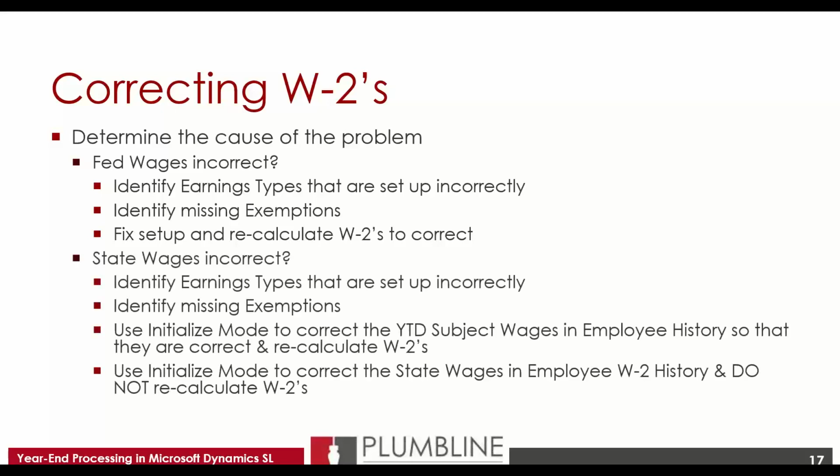Now, if your state wages are what appear to be incorrect, again, we're also going to look at the earnings types, make sure those are set up correctly, and look for any missing exemptions that maybe should exist. But in this case, if any such items are found, we have a couple options for resolving. One would be to use initialize mode to correct the year-to-date subject wages in the employee history, and you would correct those and then rerun the W-2 calculation process. The alternative is to use initialize mode to correct the state wages in employee W-2 history and not recalculate the W-2s.